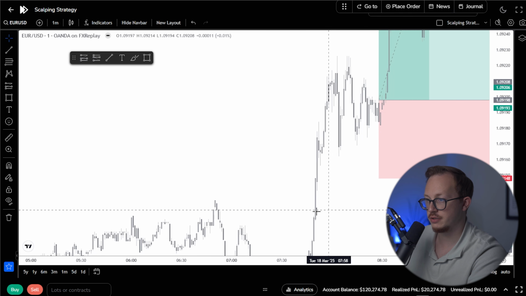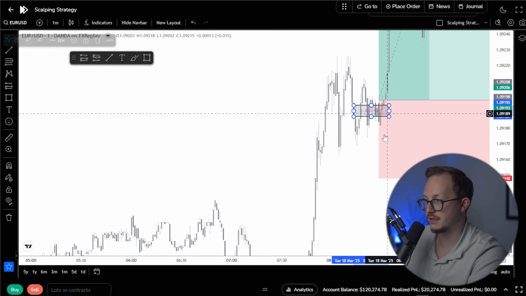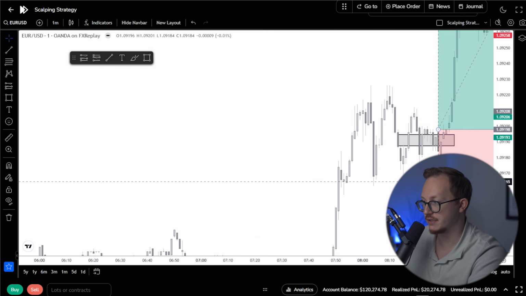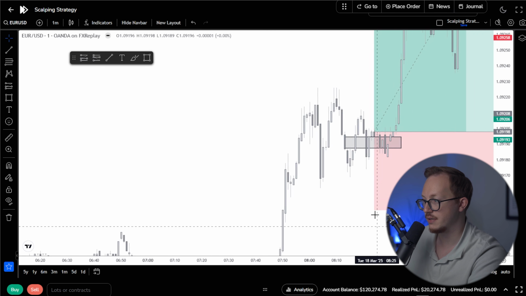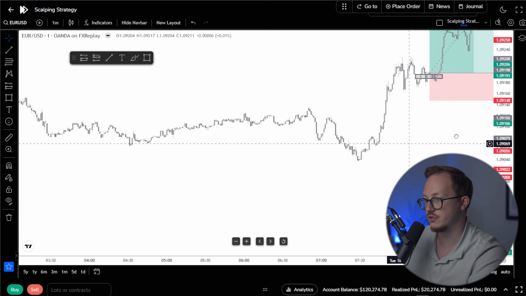This is another good one. We are bullish. We have an inverse fair value gap right here. Price moves with 2 consecutive candles, so this is the entry. We do a minimum of 5 pips stop loss, 10 pip target, and that's the trade.